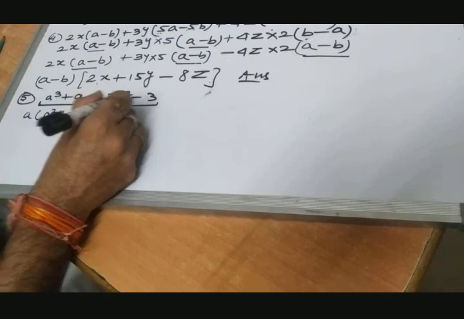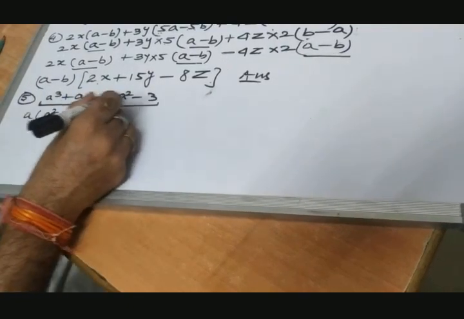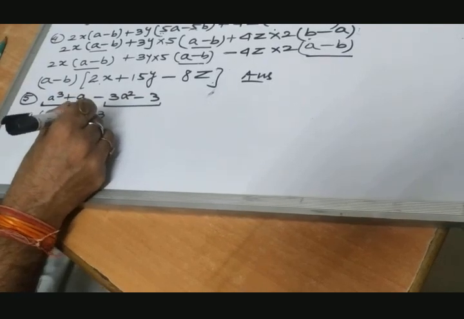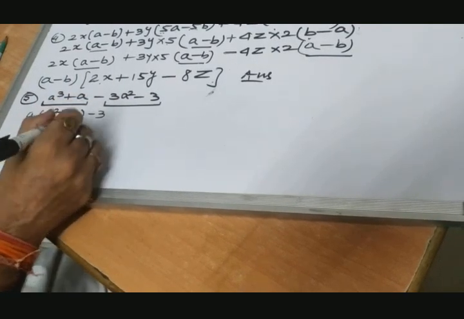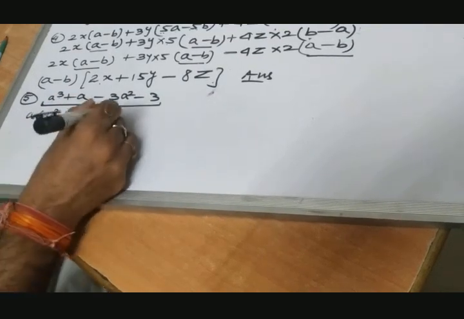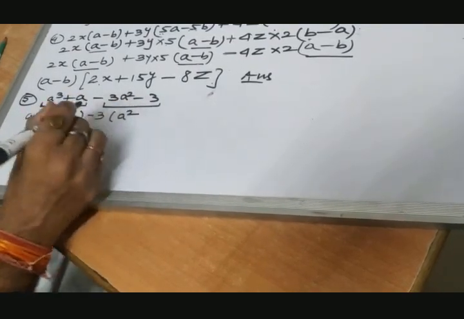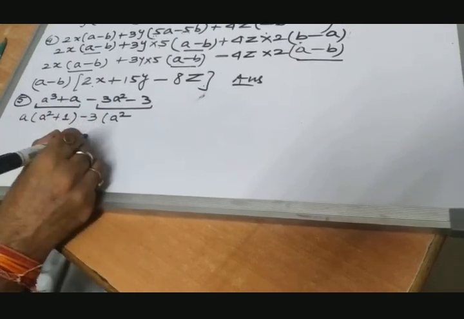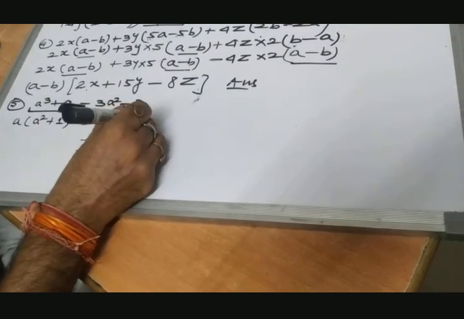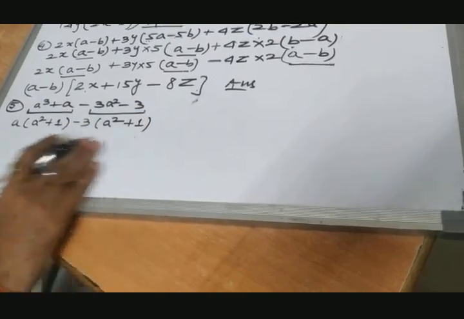Now we will solve the second group. Second group contains, it also contains minus 3, it also contains minus 3, so we have to take minus 3 as common. When we divide minus 3a square by common factor minus 3, the answer will become a square. Similarly, minus 3 divided by minus 3, minus minus plus, answer will become a square plus 1.